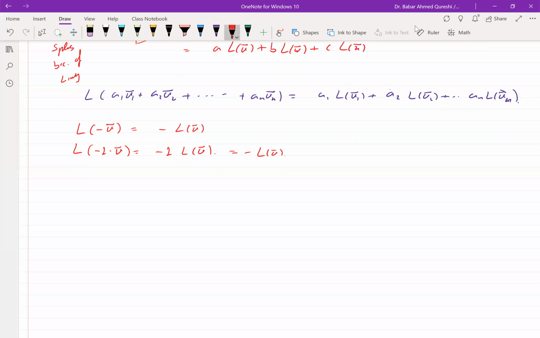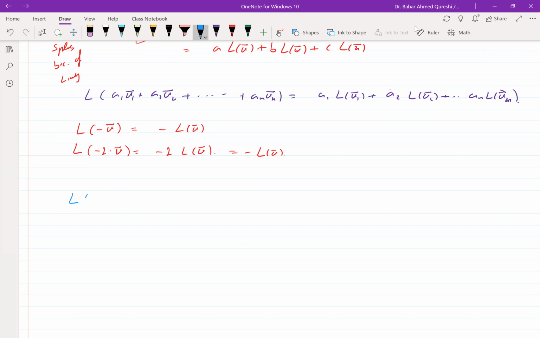There's this property which is also kind of a quick check. It's not a sufficient condition for proving linearity, but it's necessary. Sometimes you just check if this is holding or not, and if it's not holding, then you know that your transformation is not linear. So what is that?